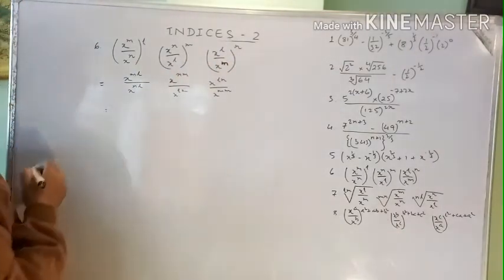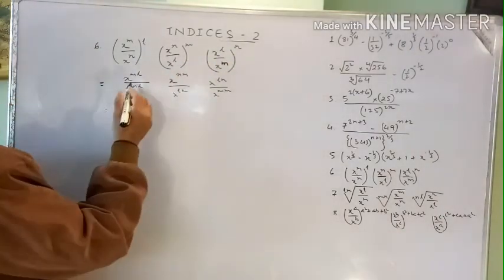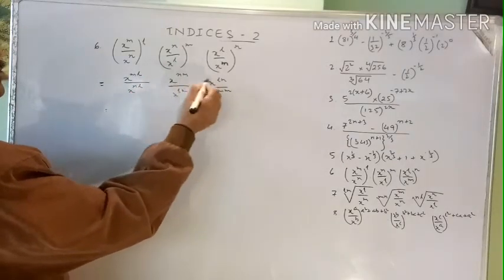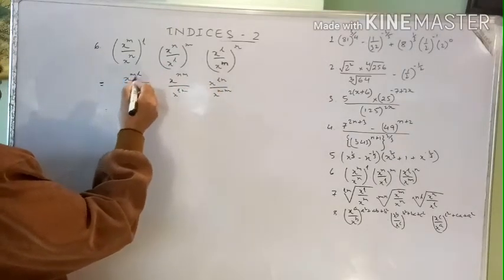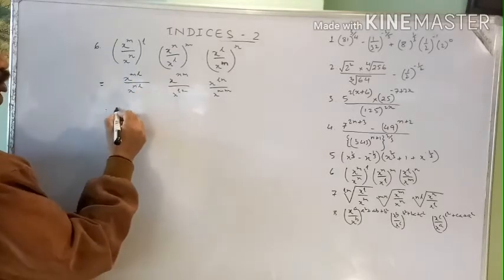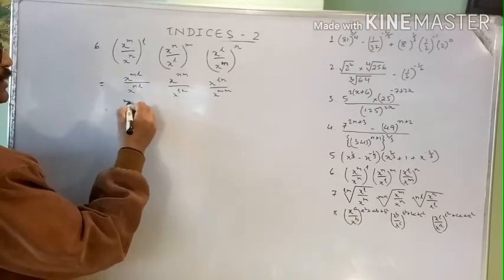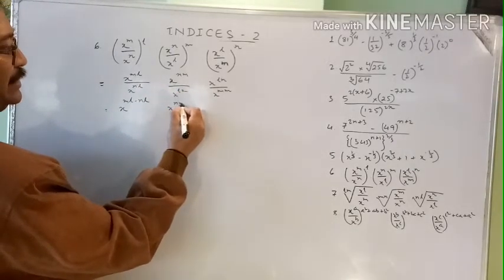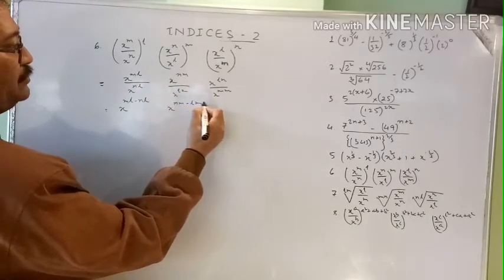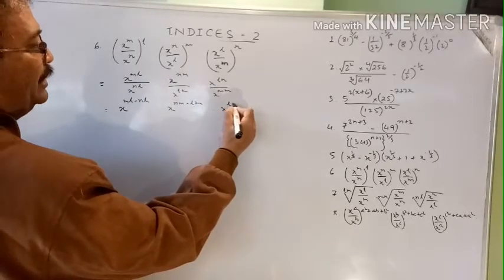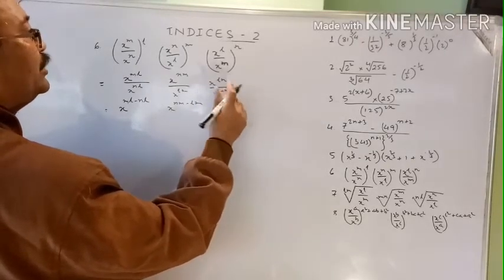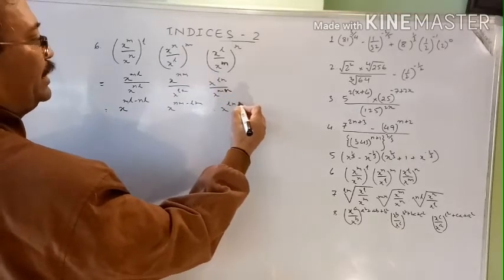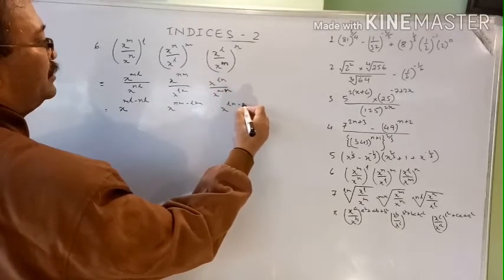Now here you can divide these two. You can divide x to the power ml by x to the power nl because same base. So when you divide, you get ml minus nl. Here if you divide, you get nm minus lm. Into here ln minus mn. So nm also you can write, or mn you can write.